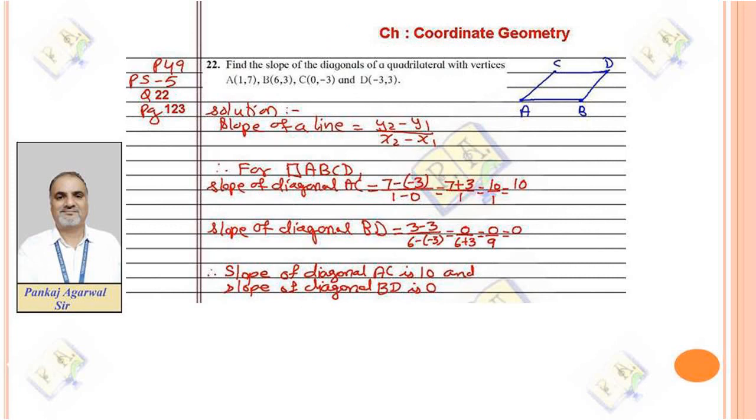P49. Find the slope of the diagonals of the quadrilateral with vertices A coordinate, B coordinate, C coordinate and D coordinate. Again, the slope of line is (y2 minus y1) whole upon (x2 minus x1). Calculate the slope of diagonal AC, which will be after calculation 10, and slope of diagonal BD, which will be after calculation 0.